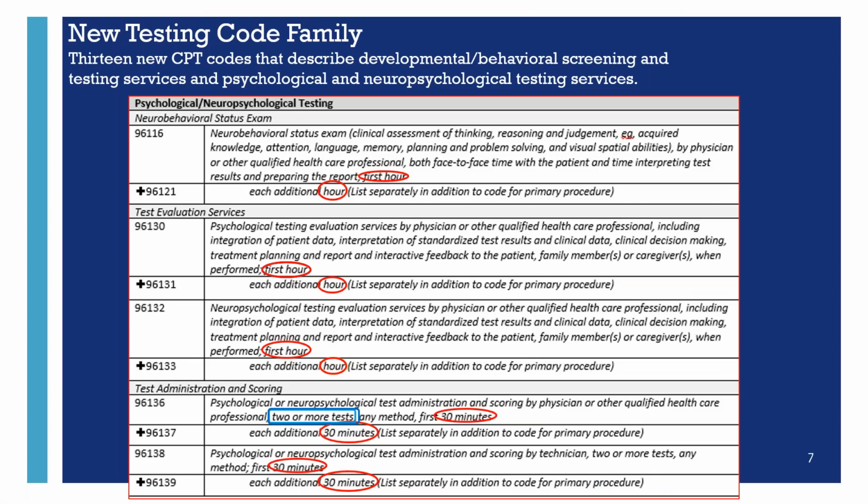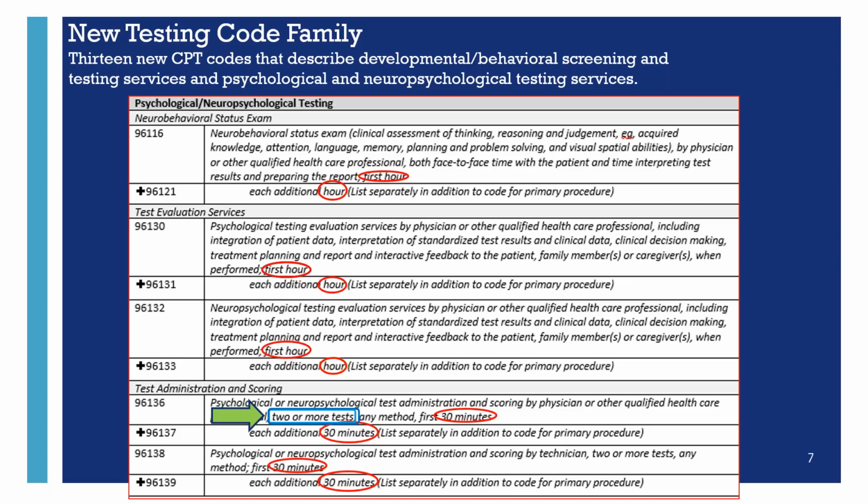So this is the introduction to it, and we will drill down into all the details, but we first wanted to give you an overview of these 13 new CPT codes that describe developmental and behavioral screening, testing services, and psychological and neuropsychological testing services. So today we're focusing on the specific codes as it relates to psychological and neuropsychological testing services. And in this overview, it's important to note several things.